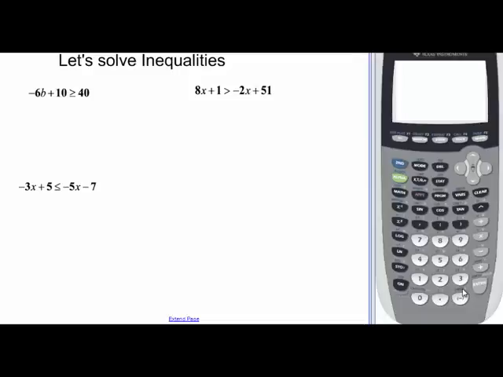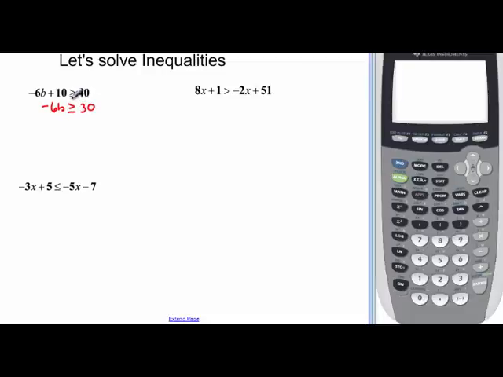This video is going to talk about solving inequalities by using a graph, by using paper, and by using a table. This first example, what we're going to remember is that when we multiply or divide by a negative number, then we have to switch the inequality. So to solve this one, I'm going to subtract 10 from both sides. So negative 6b is going to be greater than or equal to 30.